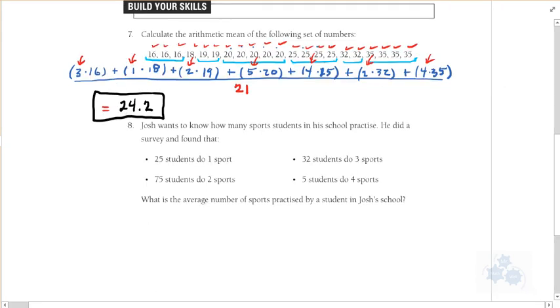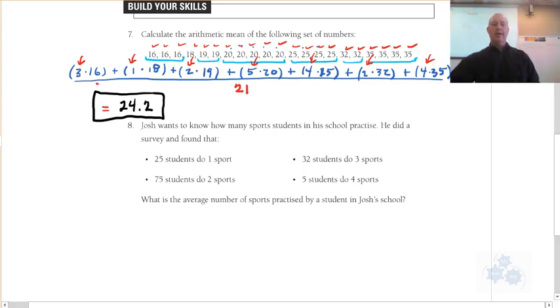So your answer should be 24.2, and there should be a step that you would show in the middle here. What is 3 times 16? Write that out. What is that? 48. Plus 1 times 18, that's 18, plus, and so on. So you write all those, add those up and divide by 21, and then you should get your 24.2. So this is the first step right here. Then you have to evaluate each one into a number, add them all up, and then divide by the 21.